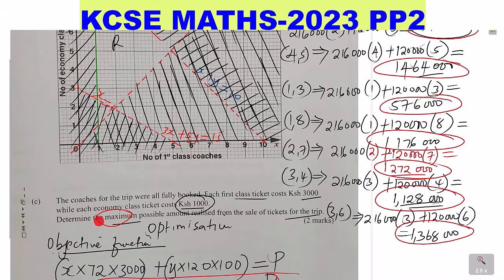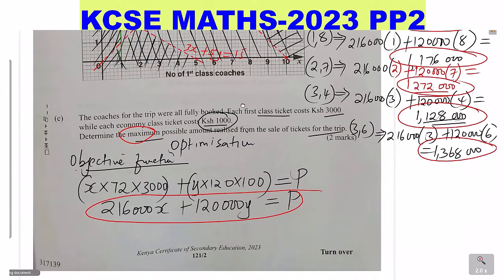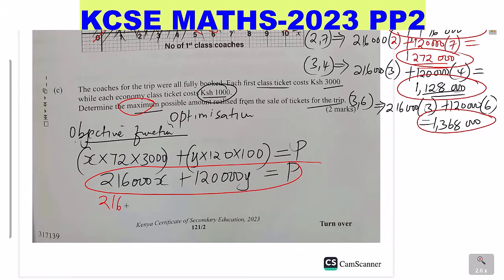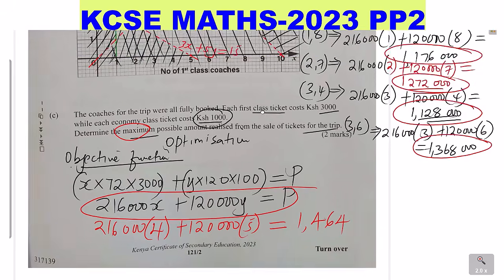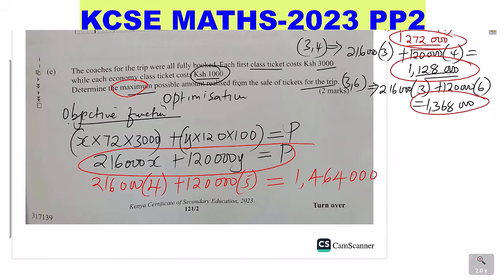You're supposed to determine the maximum possible amount realized, and that is what you should do. You simply take 216,000 times 4 plus 120,000 times 5, and this gives 1,464,000. That is how you get the maximum amount, and that one is given by (4, 5).